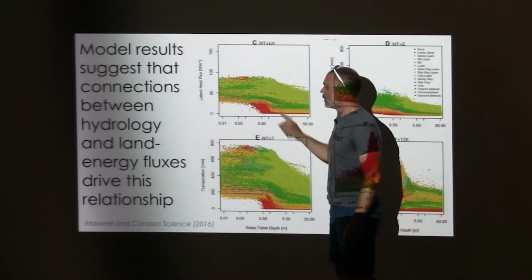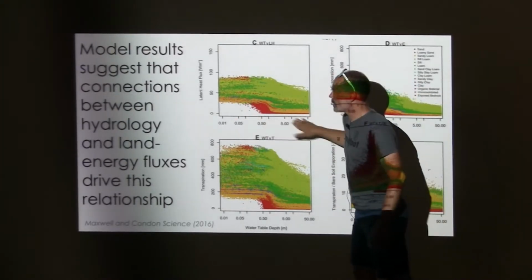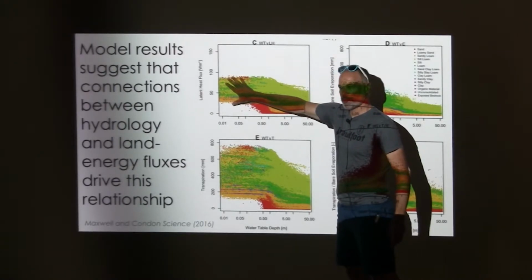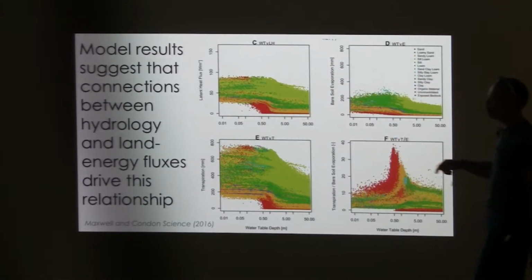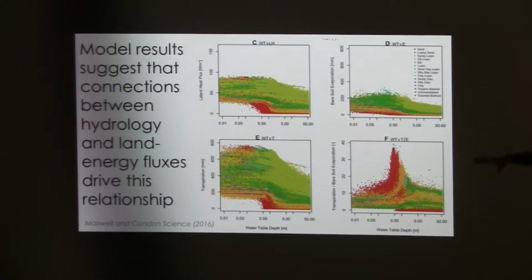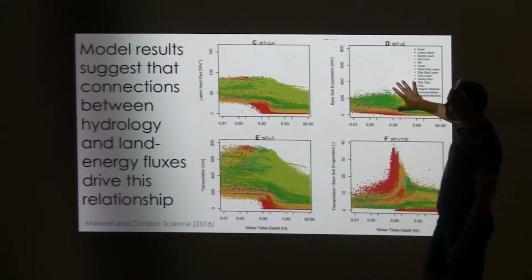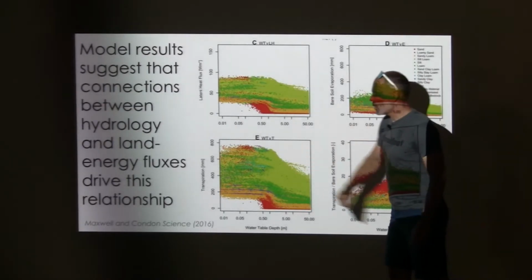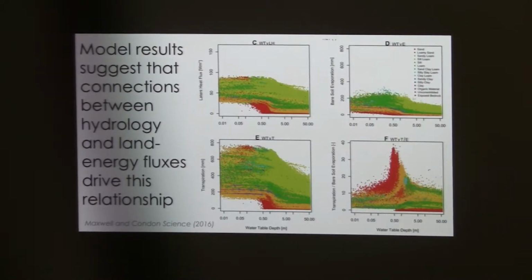And we see characteristic relationships, this is log water table depth, between latent heat flux and water table depth. We've shown this before. People have observed this. This is not new. We can also look at bare soil evaporation and our transpiration. So we have three main components.